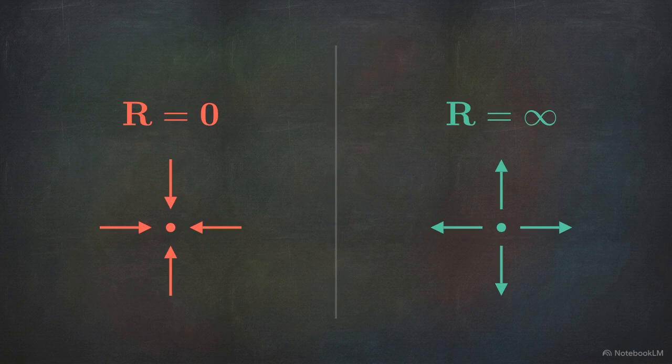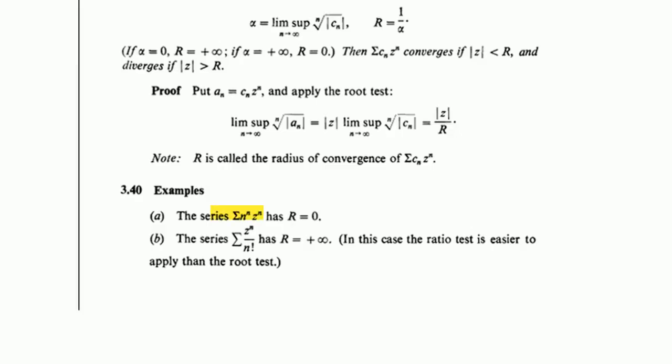Now let's take a look at the two mathematical extremes. In example 3.40a, the coefficients include n to the n. This fast growth pushes alpha to infinity, forcing the radius of convergence to 0.